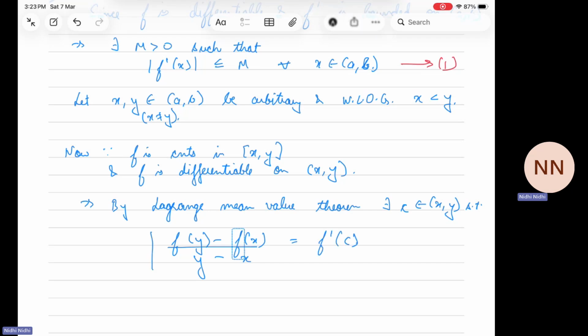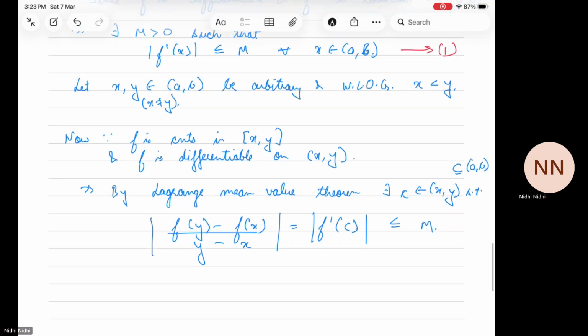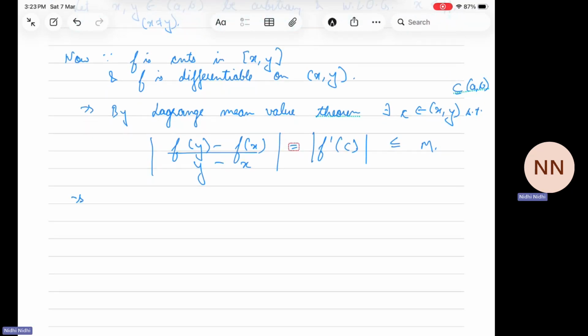Now if I take modulus on both the sides, since f dash is bounded for all points in open interval (a, b), and c is in (x, y), which is a subset of (a, b), this is less than equal to m. Since x can never be equal to y, so x minus y is non-zero, so taking it in the denominator. Moreover, we can multiply both the sides, so that would give us mod f(y) minus f(x) is less than equal to m times mod y minus x.